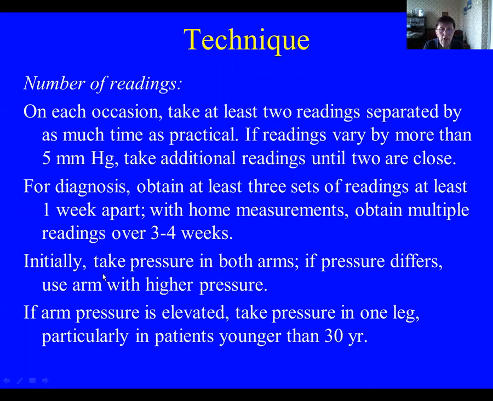Initially, you should take blood pressure on both arms. If pressure differs, you will use the arm where the pressure is higher. If arm pressure is elevated, especially in a young person, you should take blood pressure on one leg to exclude a secondary cause of hypertension, such as coarctation of the aorta.